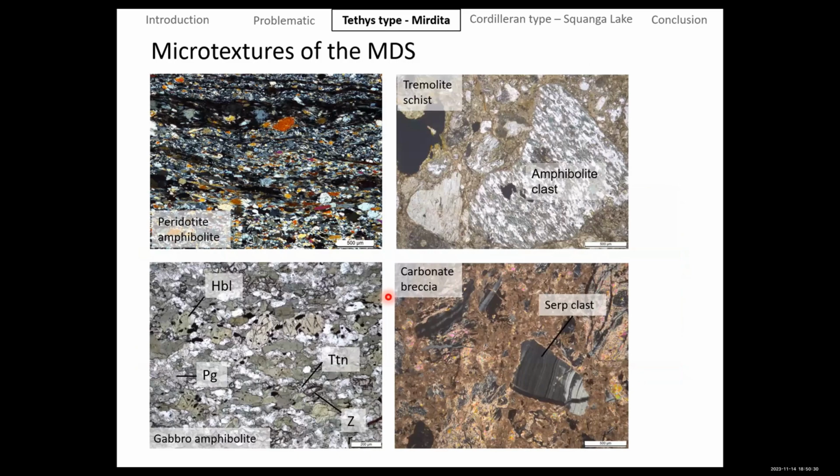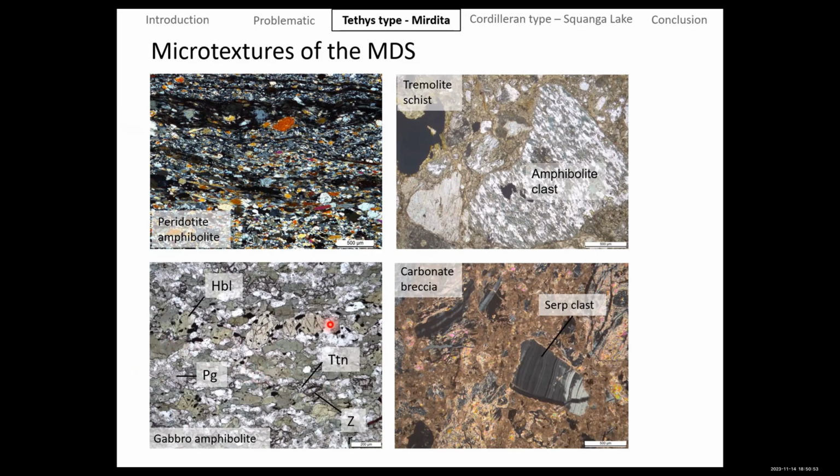If we have a look at the microtextures of the rocks that we see along the Meridita detachment system, basically here we have amphibolitized peridotite, which has been completely amphibolitized. There are some local plagioclase, and we see these melanitic shear bands that develop. Also, some gabbro-derived amphibolites forming along the Meridita detachment system.